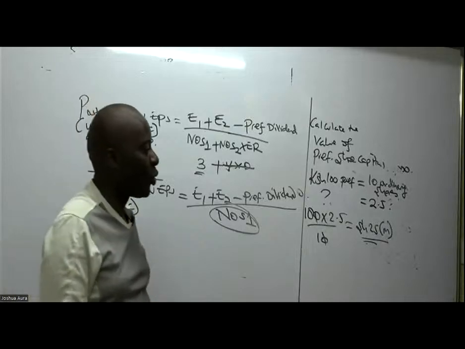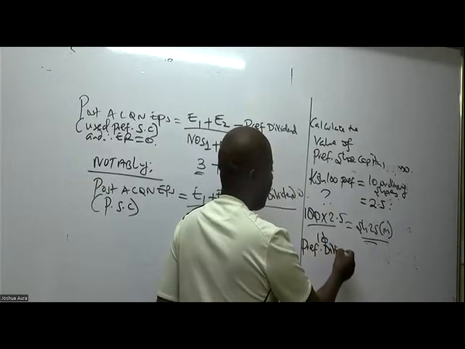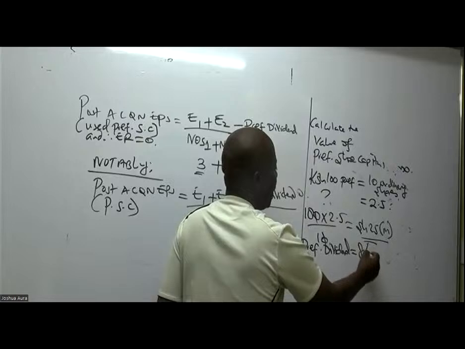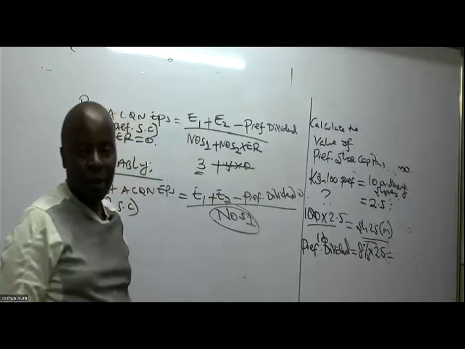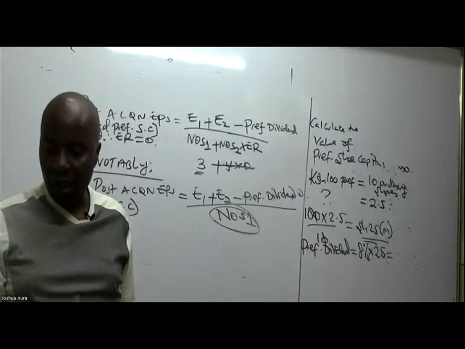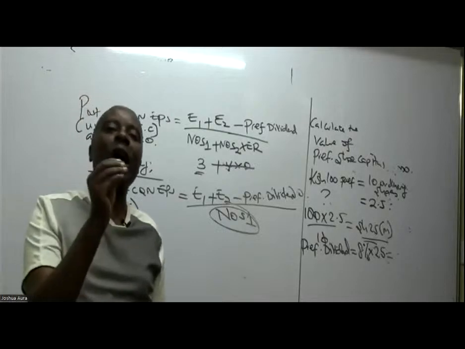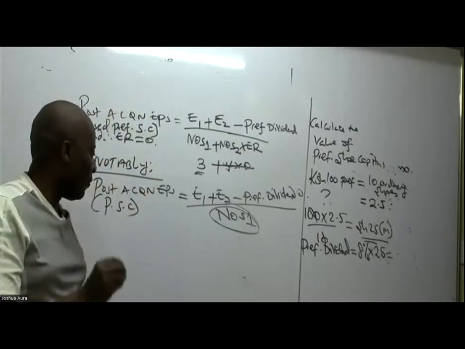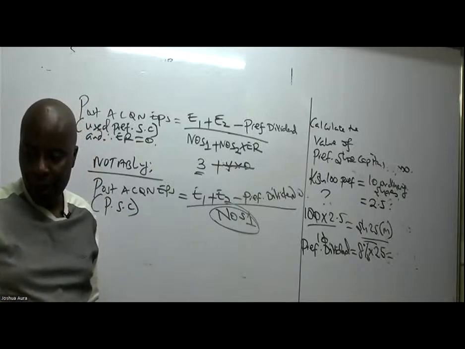Now calculate the preference dividend. They have given me the preference dividend rate as 8%. So 8% of 25 will be equal to how much? The preference dividend rate is 8%. It is 8% of the total preference share capital.